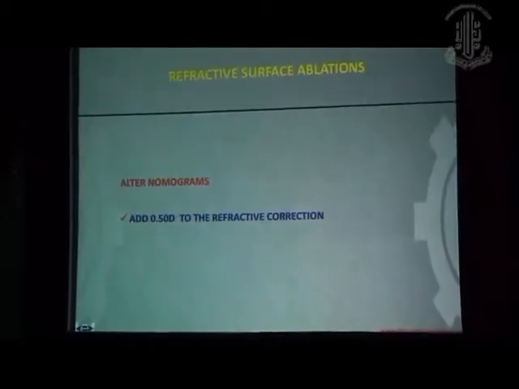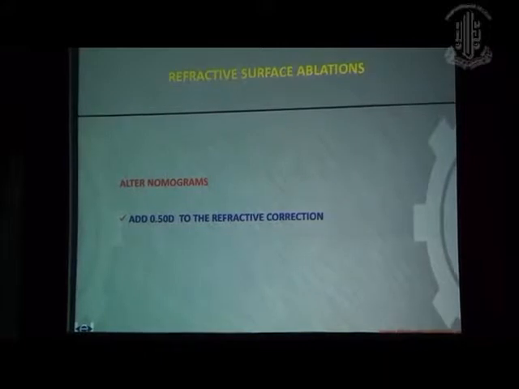As far as the nomograms are concerned, with a surface ablation, you need to add 0.5 to the refractive correction.